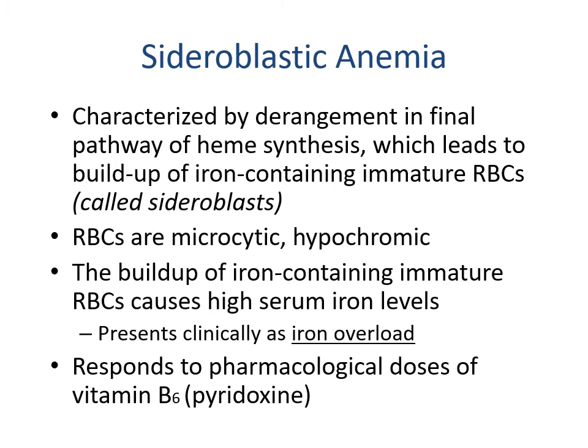Looking at sideroblastic anemia. So this is characterized by a derangement in the final pathway of heme synthesis, which leads to a buildup of iron-containing immature red blood cells known as sideroblasts. And these red blood cells are microcytic and hypochromic, so they are small and pale. Now, the buildup of iron-containing immature red blood cells causes high serum iron levels and presents clinically initially as iron overload until you look a little more into what's going on with the patient. So again, this is why we have to look at the whole picture. And sideroblastic anemia responds to pharmacological doses of vitamin B6 or pyridoxine.